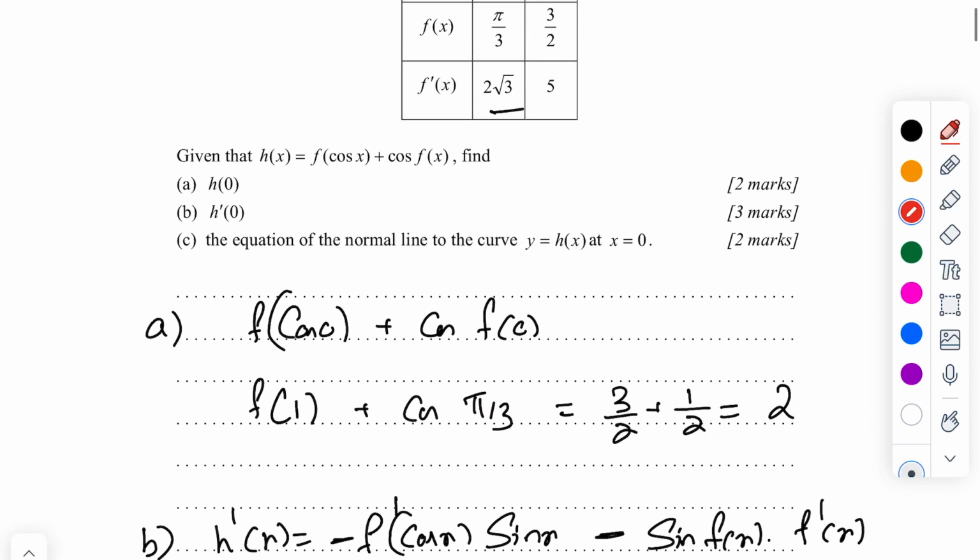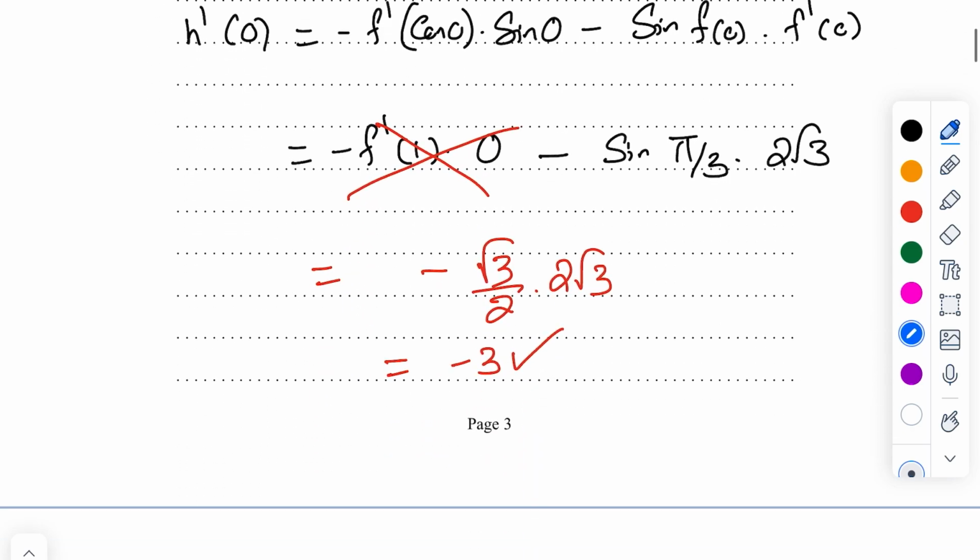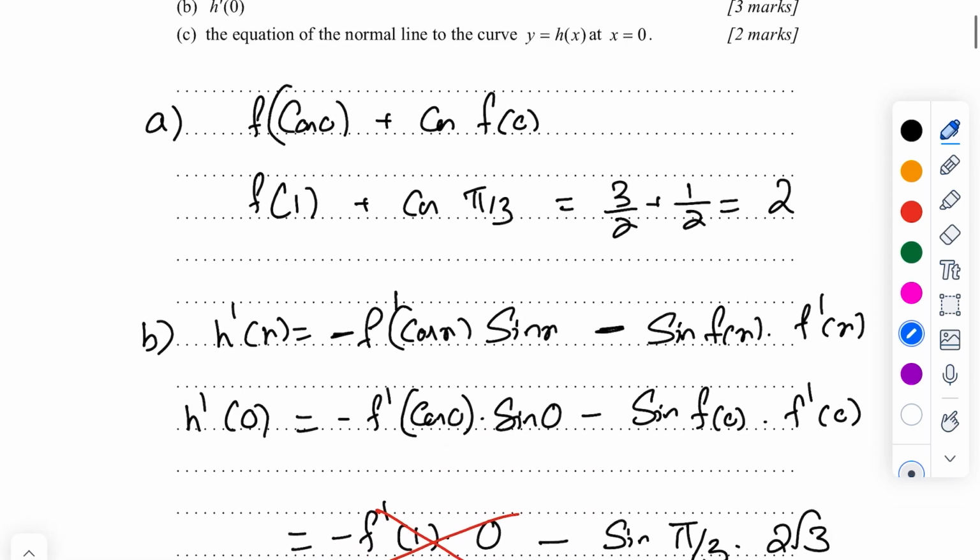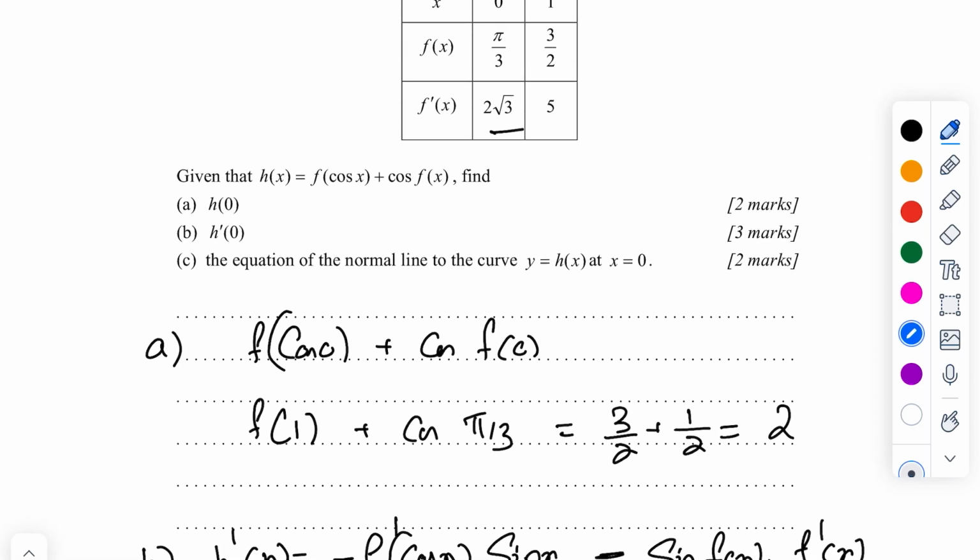Find the equation of the normal line. So this is the slope of the tangent. So we know slope of the tangent is negative 3. So slope of the normal will be 1 upon 3. So the equation will be y minus y1. But do we know the x value and y value? As of now, we have to find the y value also.